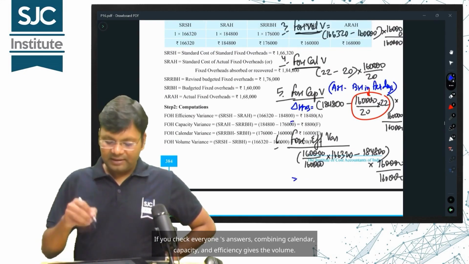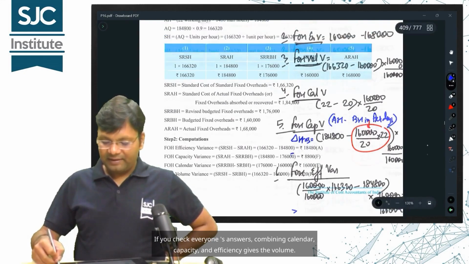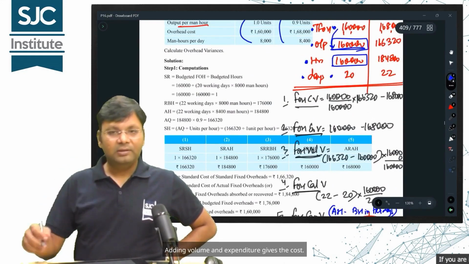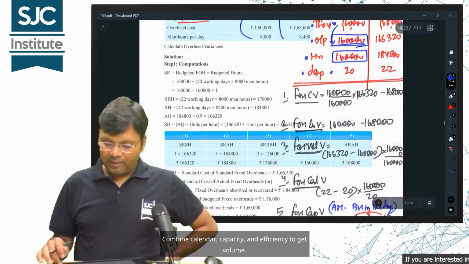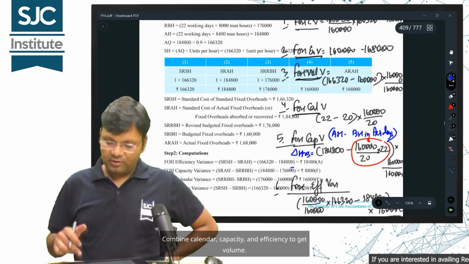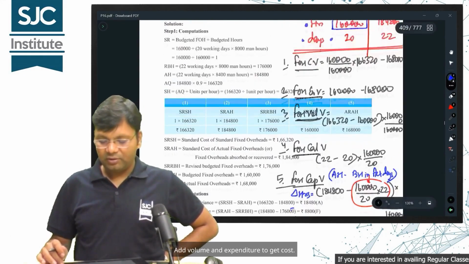If you check everyone's answers, combining calendar, capacity, and efficiency gives the volume variance. Adding volume and expenditure gives the cost variance. Combine calendar, capacity, and efficiency to get volume. Add volume and expenditure to get cost.